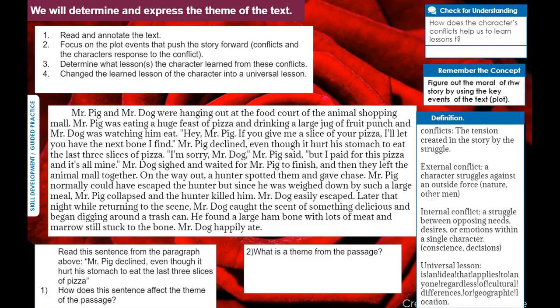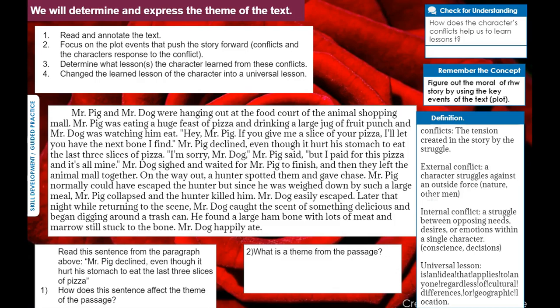All right, sweethearts. So you had an opportunity to pause and you read the story of Mr. Pig and Mr. Dog, right? So I'm asking you to read the sentence from the paragraph above. Mr. Pig declined, even though it hurts his stomach to eat the last 3 slices of pizza. How does this sentence affect the theme of the passage?